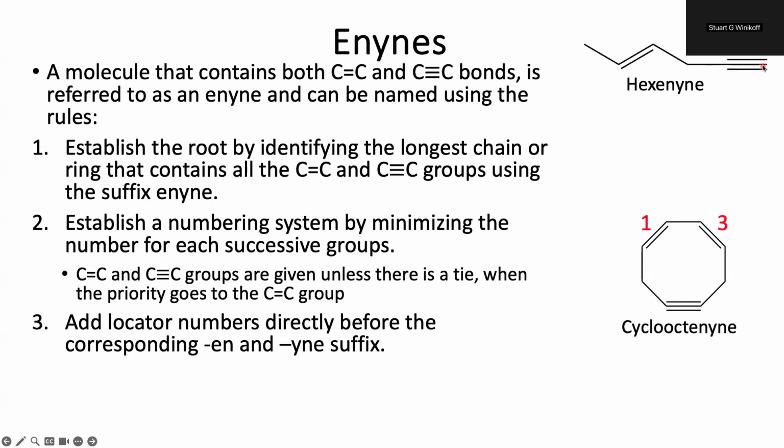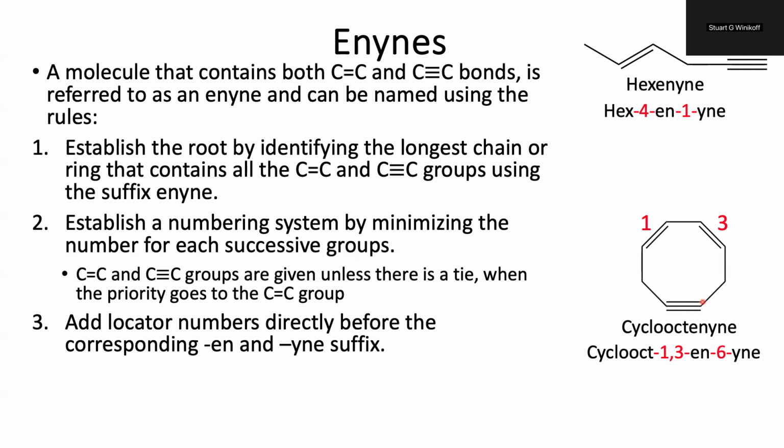So if I'm counting the hexenyne, the triple bond is at the 1 position, and 1, 2, 3, 4, the double bond is at the 4 position. So this becomes hex-4-en-1-yne. These are not easy names to say, but they are very precise. Similarly, for this cyclooctenyne, I've got 2 alkenes at the 1 and 3 position, and then I have that triple bond at the 6 position. So I have cyclooct-1,3-en-6-yne, clearly designating all of the positions.